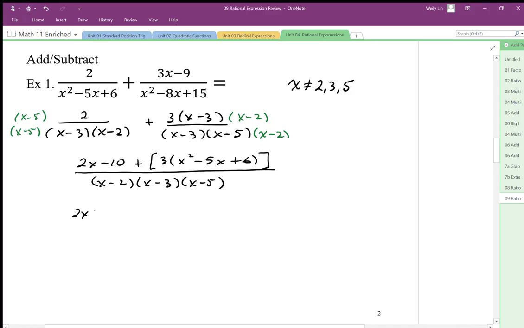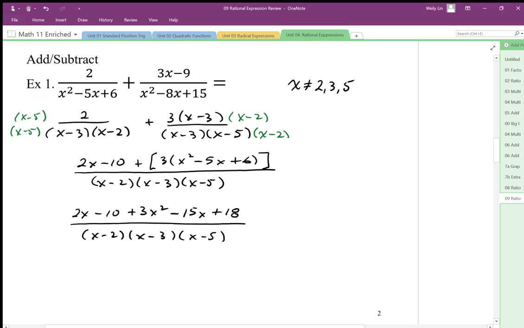So we're going to expand those brackets and combine like terms. So plus 3x squared minus 15x, 3 times 6, so it's going to be plus 18. That's all over my lowest common denominator. Then we're going to combine like terms. So 3x squared, I've got plus 2 minus 15, so I'm going to end up with minus 13x. Minus 10 plus 18 is plus 8. And that's all over my common denominator.